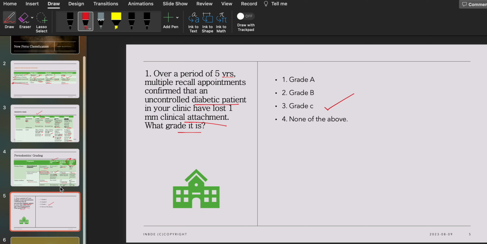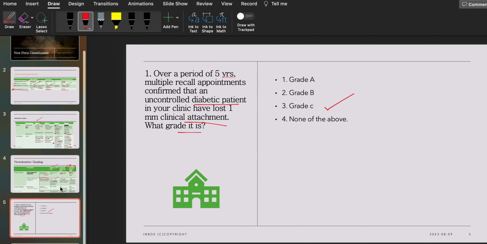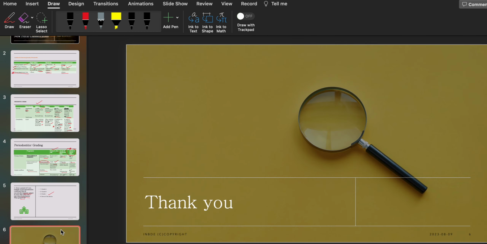I hope this was all for the new Perio classification, and I hope that it was helpful to you guys, and that I was able to give you a better idea or better clarification when it comes to this new Perio classification.